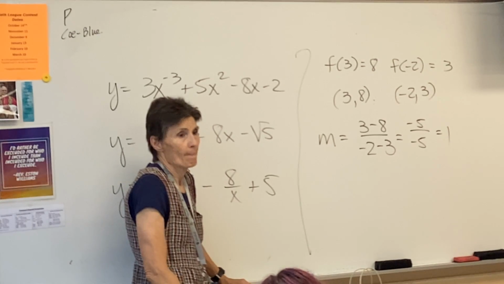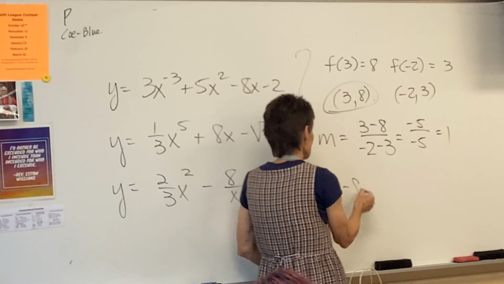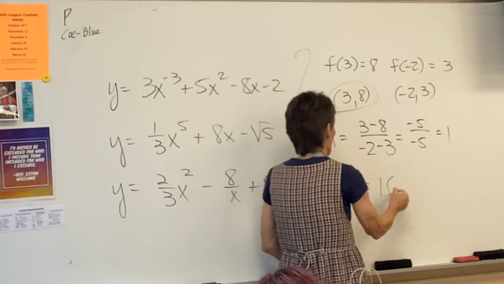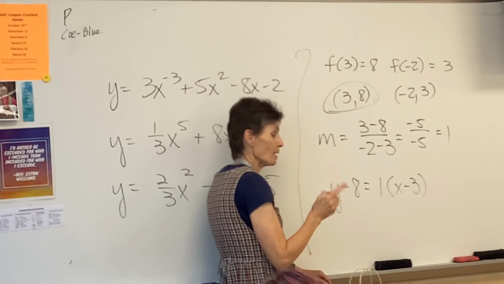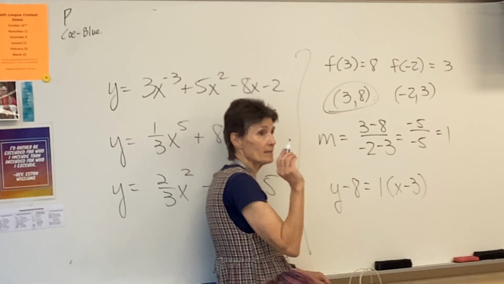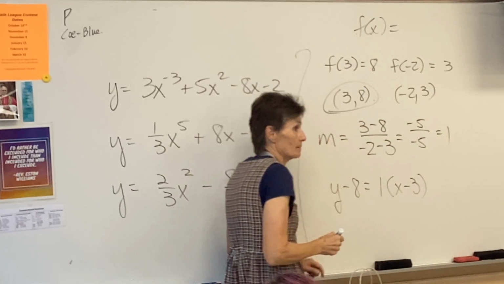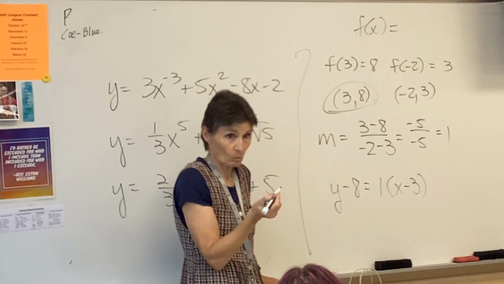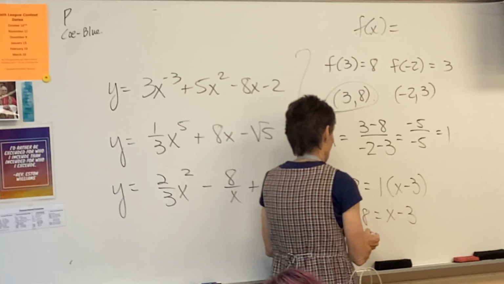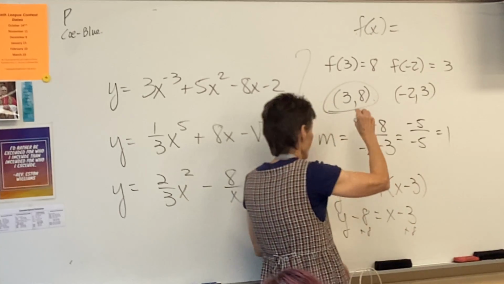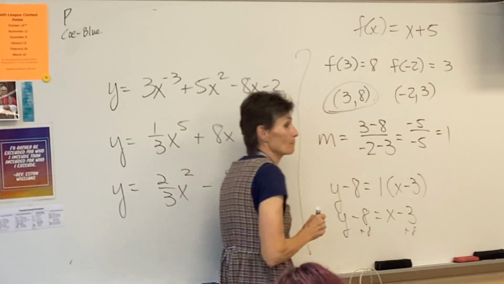Then what? Oh, you put in points. Y minus 8. Pick a point, I'll just pick that one. Y minus 8 equals 1 times x minus 3. Yep. And since the direction said, write the linear function, your answer is gonna have to be f of x equals. And that means y equals. So we'll get y by itself. It looks like f of x equals x plus 5. Yep.